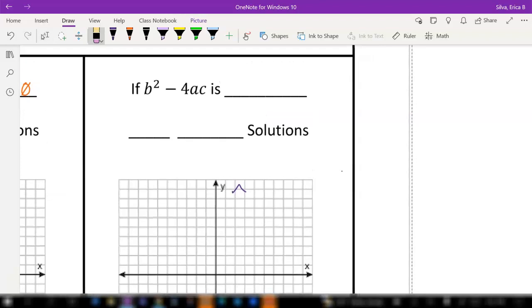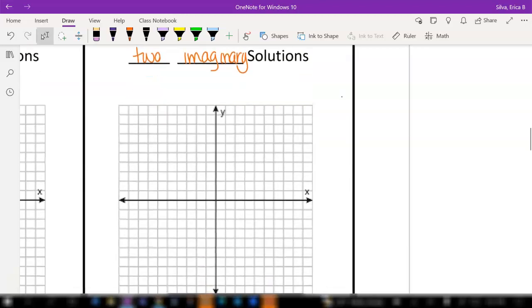Now let's look at this last one. If b squared minus 4ac is less than 0, that means that our number is going to be negative. And if that's the case, then we have two imaginary solutions. And that means it's not intersecting the x-axis at all.